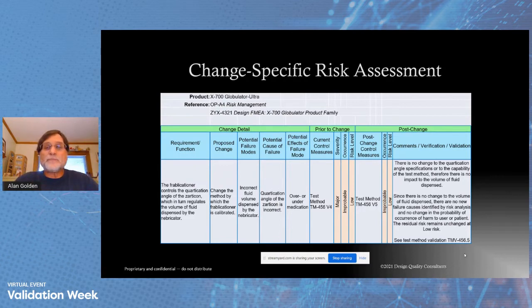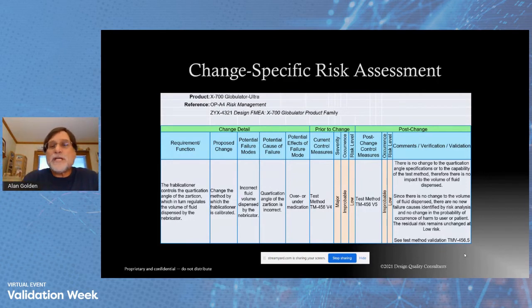What's my severity? How often do I think it's going to happen, or have I seen it happen? And what's my risk level? That's severity times occurrence, and you've seen those little tables. And then I have a set of columns that say post-change.